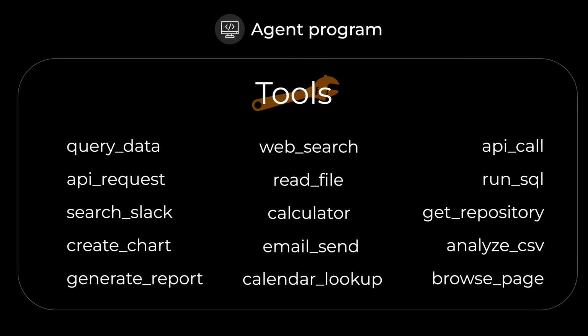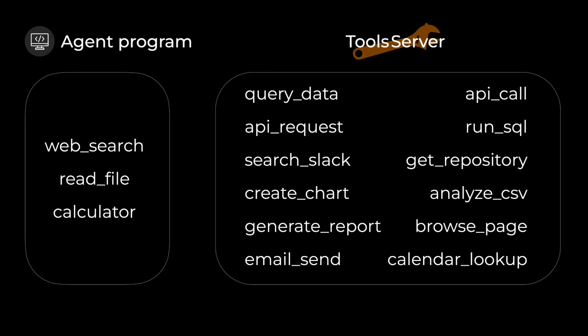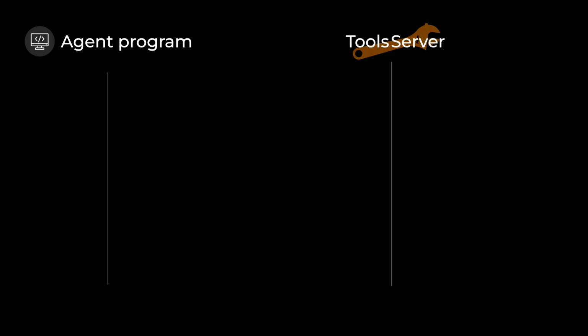You decouple things. You keep only a few core tools inside the agent program and move all the other tools out into an independent tool service. And guess what? That gives you a bonus. Different agents can call the same tool in the same way.